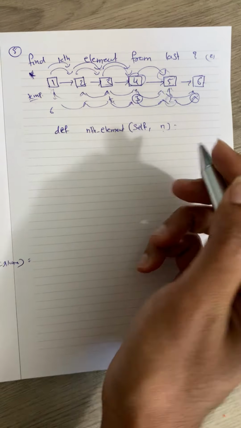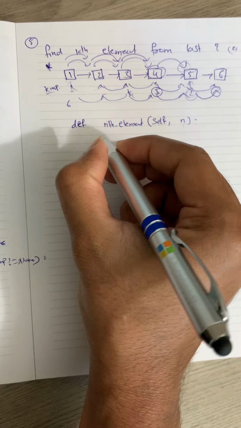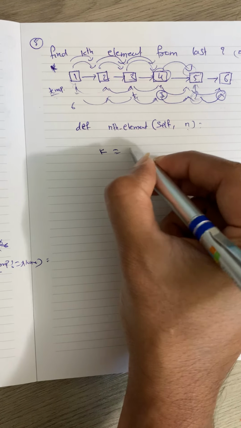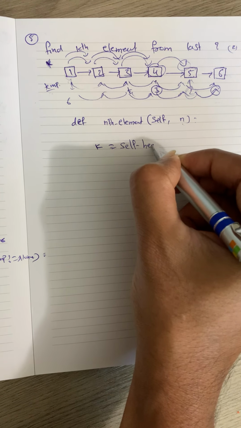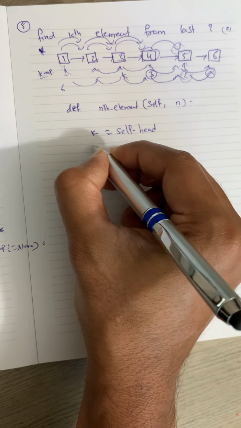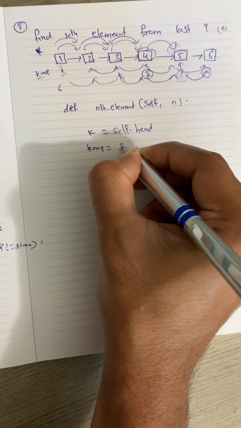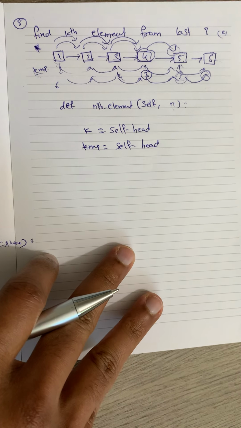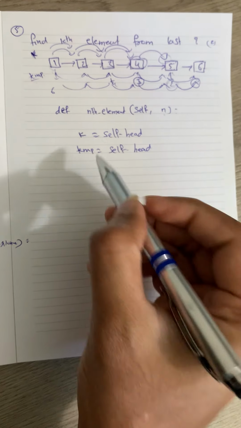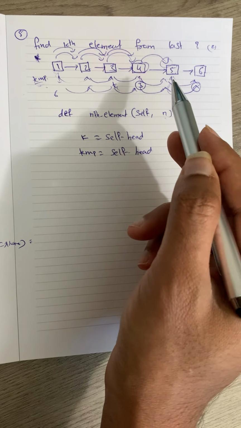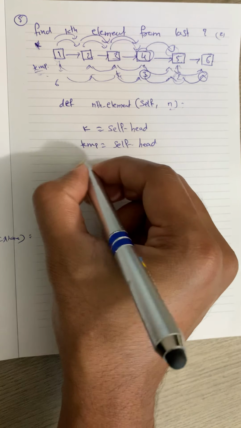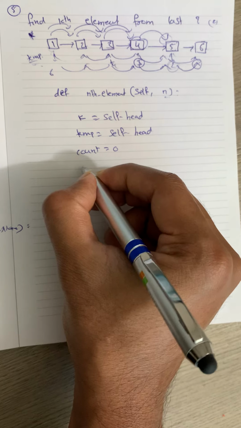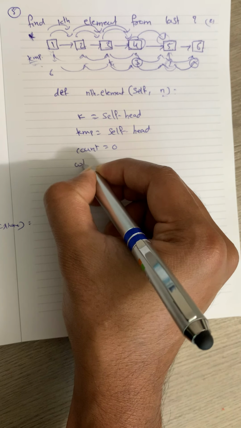So to make it into a program, I wanted to take 1 as k. Initially both will point to the head, so temp equal to self dot head, and k equal to self dot head. So both will point to the head. Now I want to make the temporary variable move n positions. So I will take count equal to 0, and this is where I write a loop.